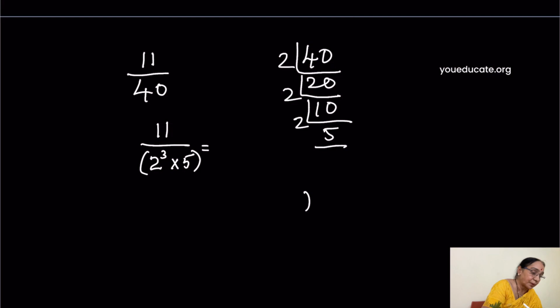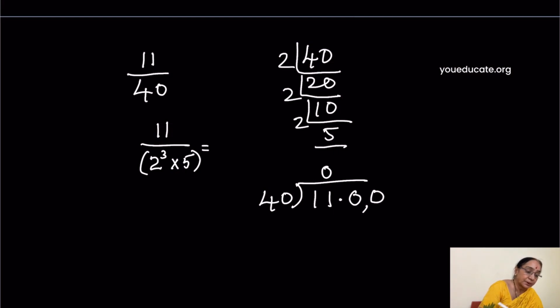So 11 upon 40. Here 11 has to be divided by 40, not 40 by 11. Now 11 is less than 40, so put 0, then you can continue adding zeros. You take 110. How many times? Twice. 80.